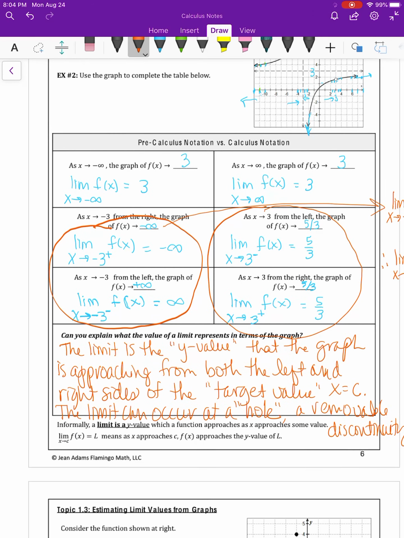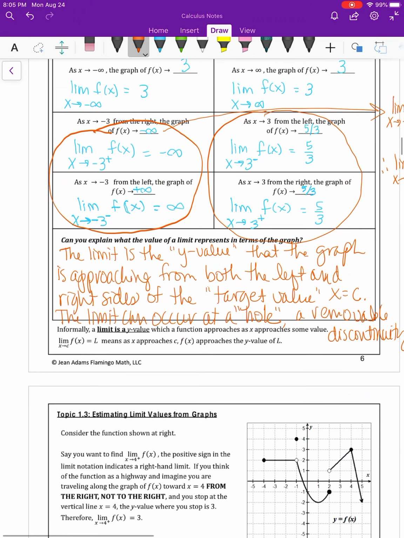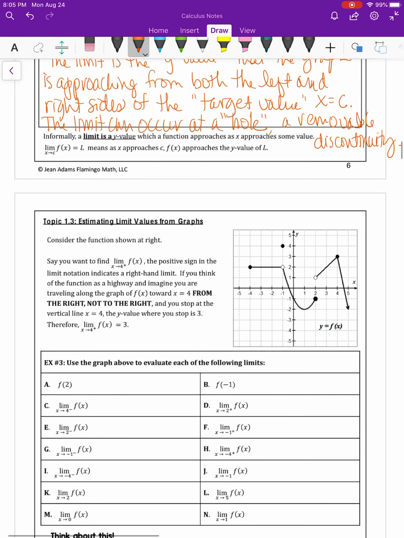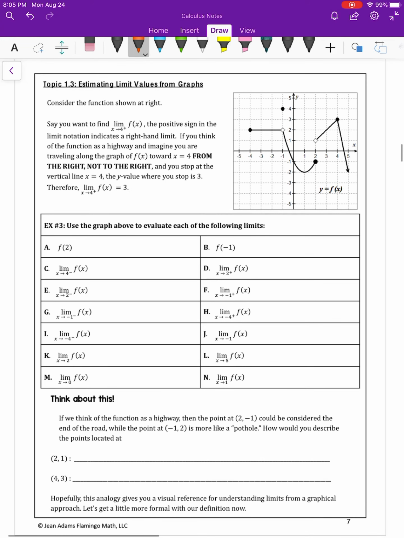So informally, a limit is a y value which a function approaches as x approaches some value. The limit as x approaches c of f of x equals L means as x approaches c, f of x approaches the y value of L. And you guys probably remember that from last year, I'm hoping. So let's go ahead and go to the next one.